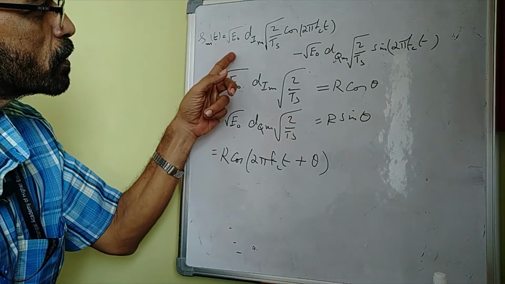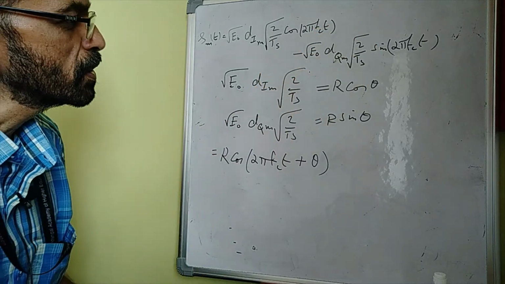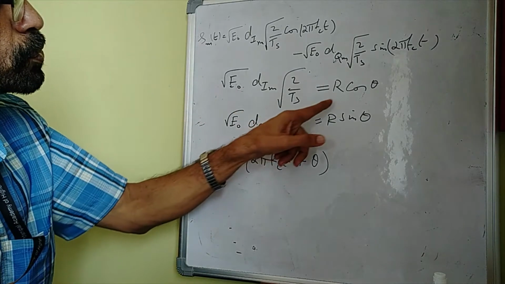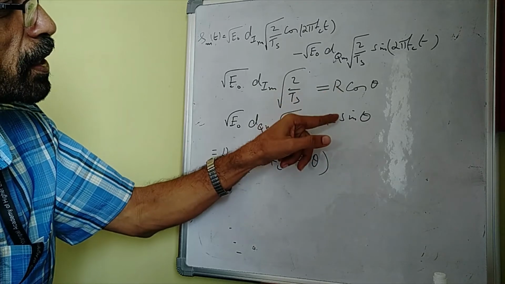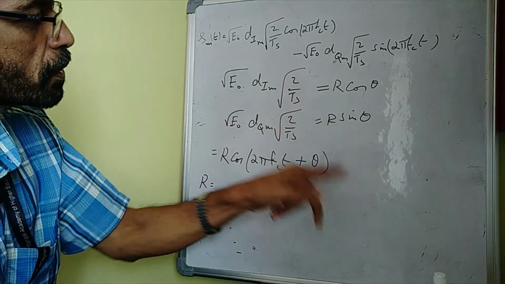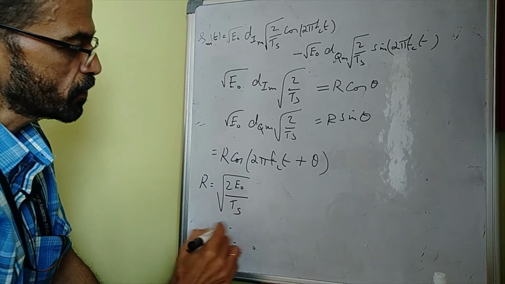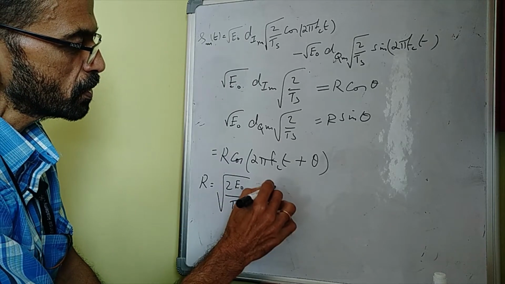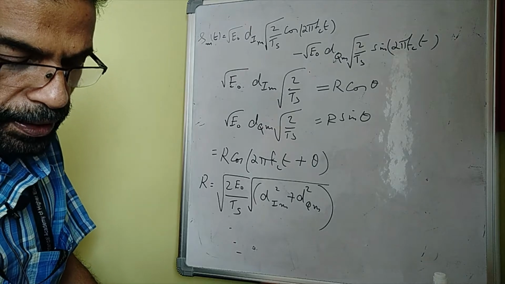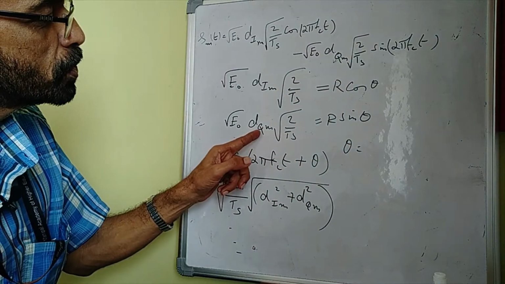Because if you expand this using cos A plus B, you will get the same as this, provided you recognize this as equal to r cos theta and this, excluding the negative sign, as r sin theta. And of course, since we have r cos theta and r sin theta, if you square these and add, you will get r square, because sin square plus cos square is 1. Under root, r square is r, and hence r will be root of 2 E naught by Ts times dim square plus dqm square under root. And theta will be, if you divide this by this, you will get tan theta, and that will be dqm by dim.